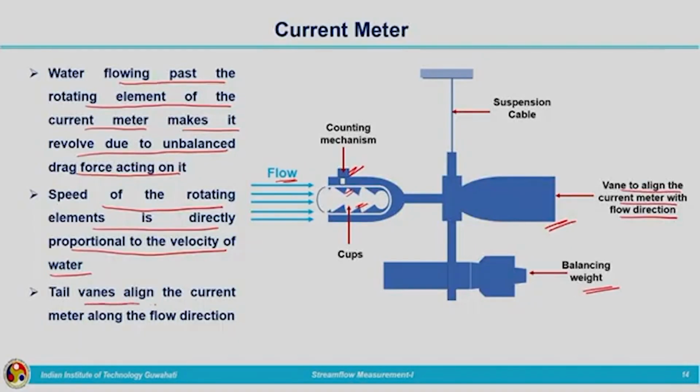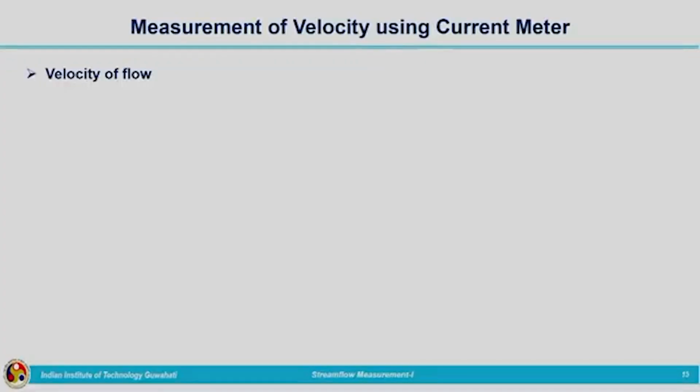These tail vanes align the current meter along the flow direction. I have already told you these tail vanes will be having the shape of a streamlined body, so that the alignment will be proper along with the flow. Now, by using the current meter, how to measure the velocity of flow?